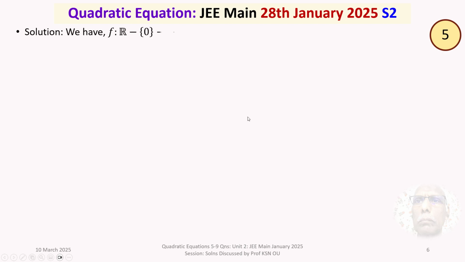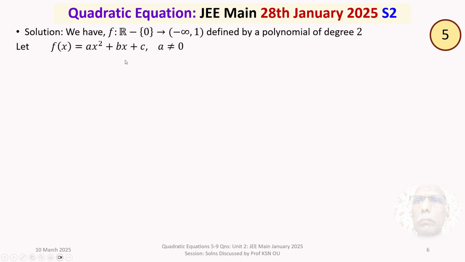Let's now discuss the solution of the problem in detail. We have a function from the set of non-zero real numbers into the open interval minus infinity to 1, and it is defined by a polynomial of degree 2. So for that, we let f of x be ax square plus bx plus c, where a not equal to 0. If you make a equal to 0, then it reduces to a polynomial of degree 1. But it is given to be a polynomial of degree 2, then a is not equal to 0.